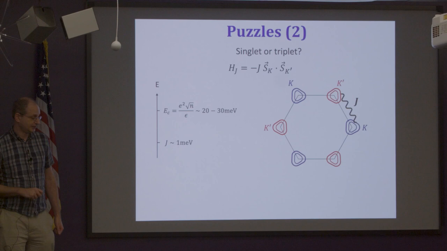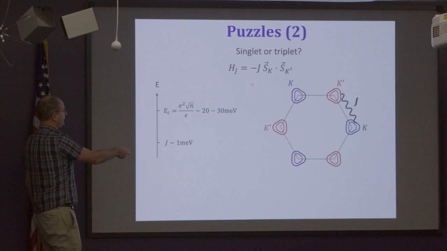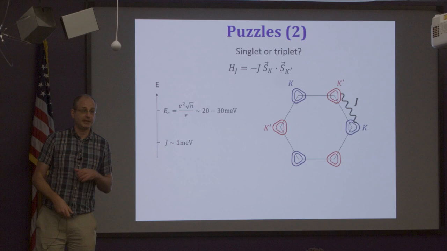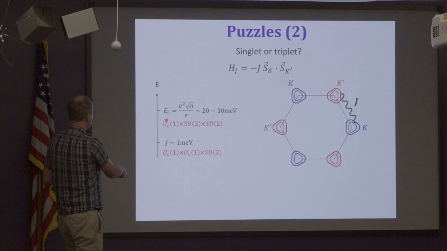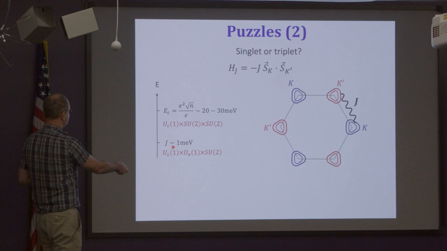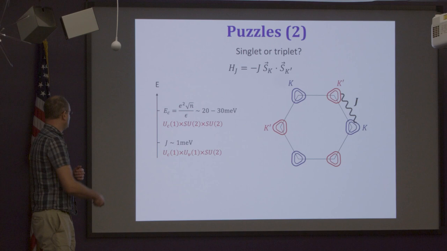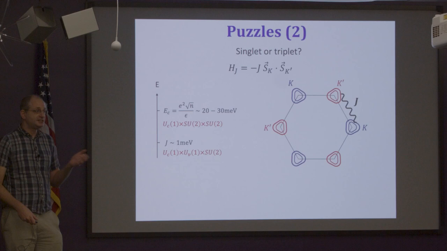But I would claim that in our systems, ABC trilayer in particular, we actually know the sign of this term. Let me mention an important point. If you think about the symmetry of the Hamiltonian, there's a clear separation of energy scales here. The Coulomb energy is much bigger than this Hund's coupling. So to first approximation, let's neglect the Hund's coupling and ask what the resulting symmetry of our Hamiltonian is. It has, of course, the U1 charge conservation.